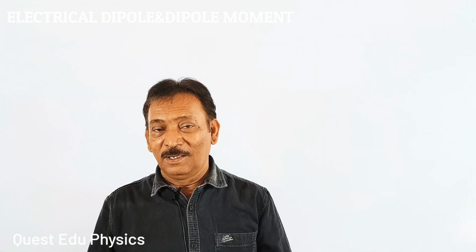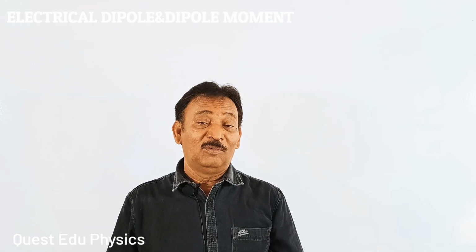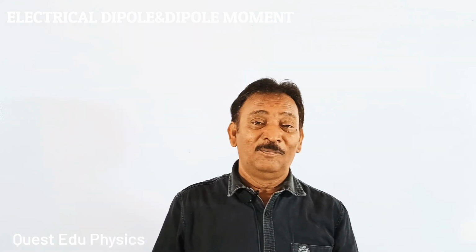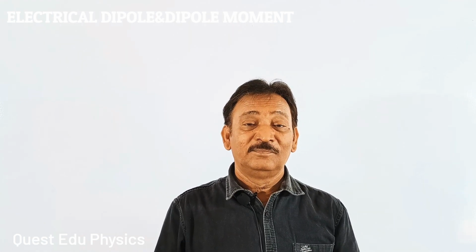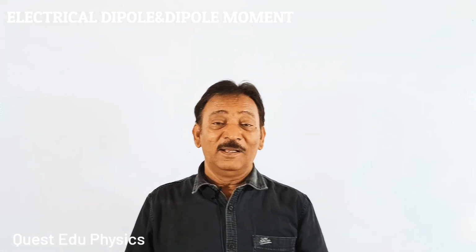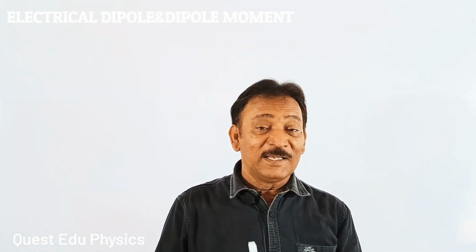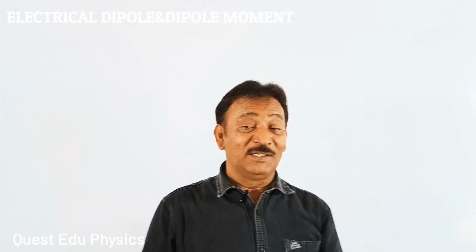Okay, students, let's start with the meaning of the dipole. First of all, we have to understand what is meant by dipole. Pole. Okay, students, a pole means here having one type of charge. Di means two. This dipole itself is telling us that it consists of two charges.